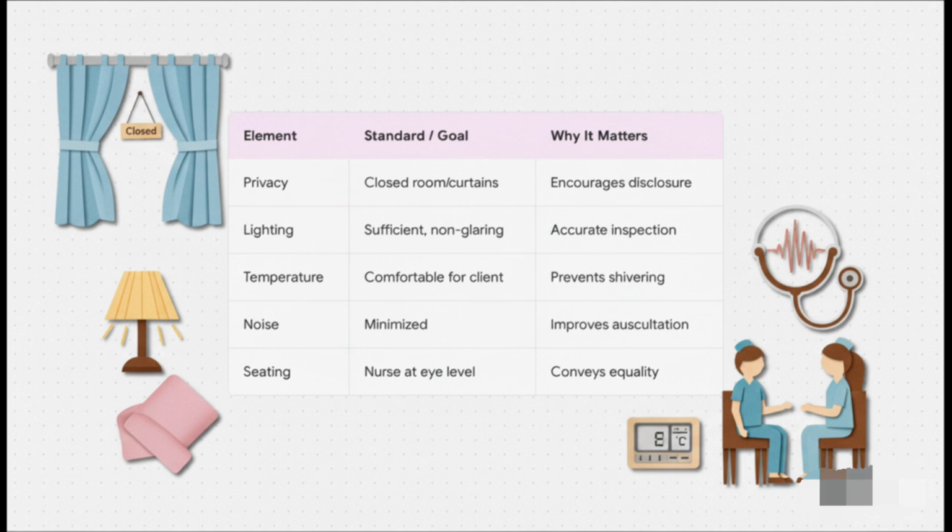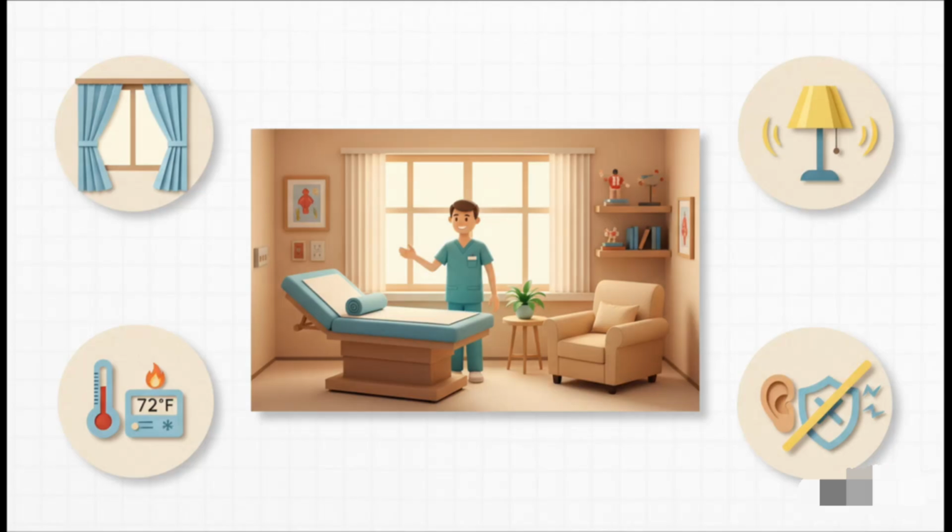Privacy is not just about being polite, it's a legal requirement that actually encourages patients to share sensitive info. Good lighting? Well, that's a no-brainer for accurate inspection. But even things like the room temperature and noise level can affect your findings. You want to prevent shivering that you might mistake for a tremor, and you've got to be able to hear clearly during auscultation. So beyond just the physical space, building trust really requires cultural competence.